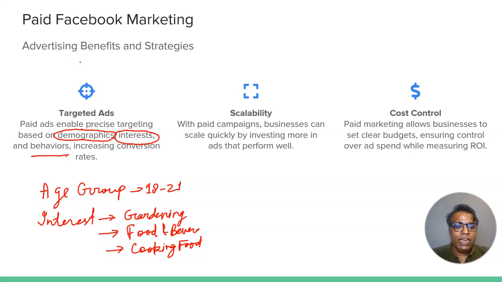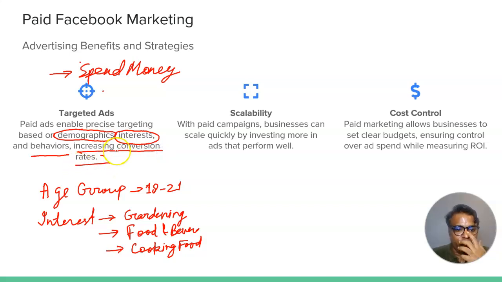Now, why is it important for targeted ads? Why is targeting so important? First reason is because it allows you to spend money properly. It's not as if you are simply throwing your money and hoping that somebody will end up buying your product. You actually know who your target audience is, and you are only showing the ad to that audience. So the one thing is spending money properly. Second is it gives you better conversion. So for instance, you see it increases conversion rate.